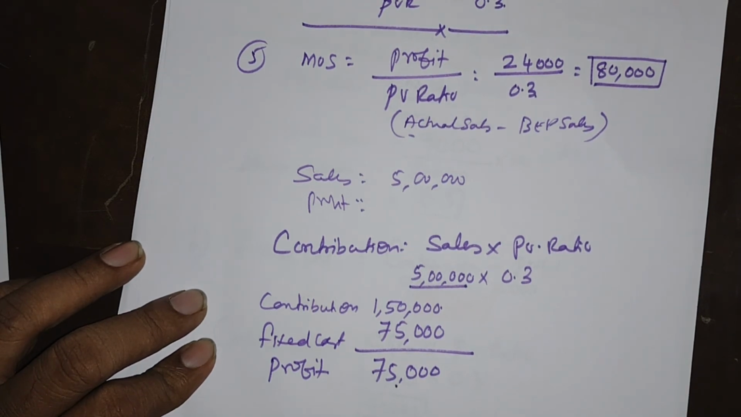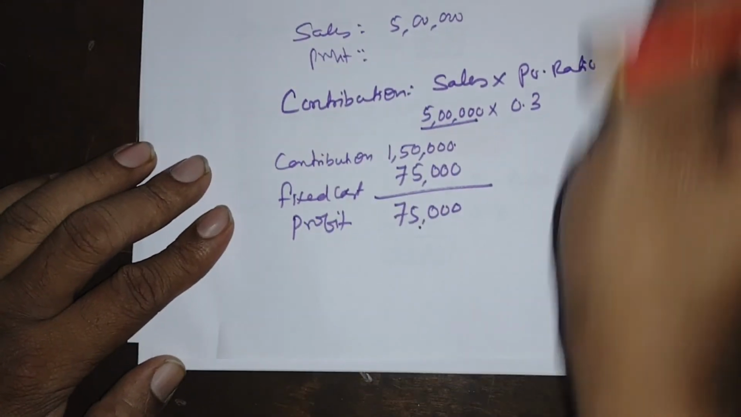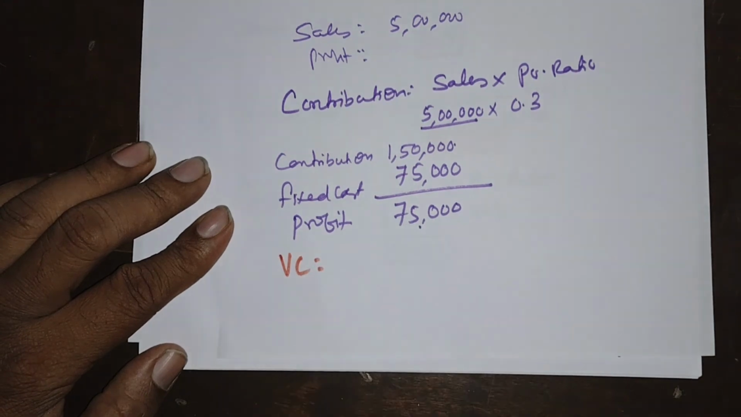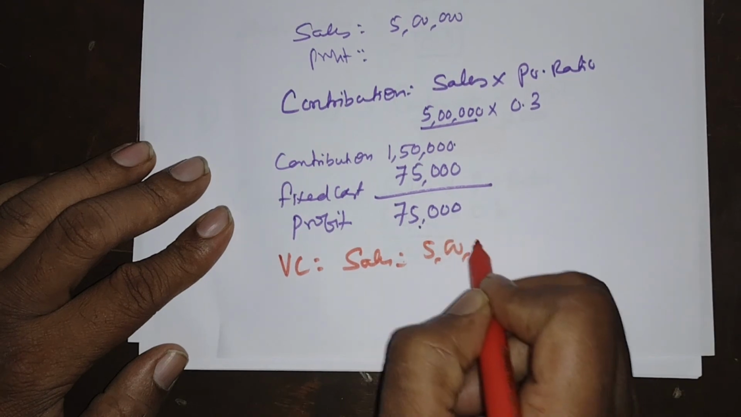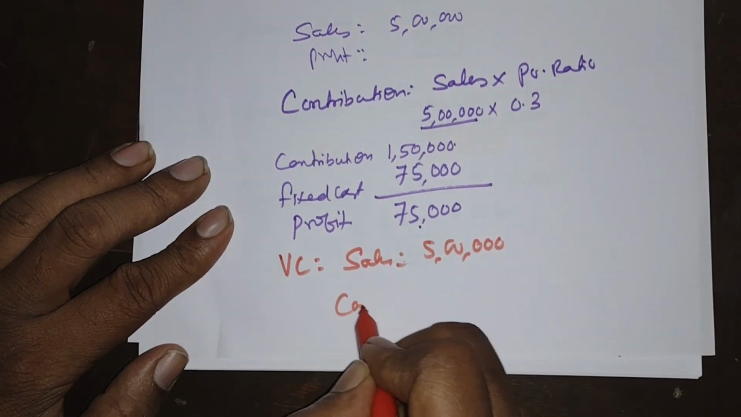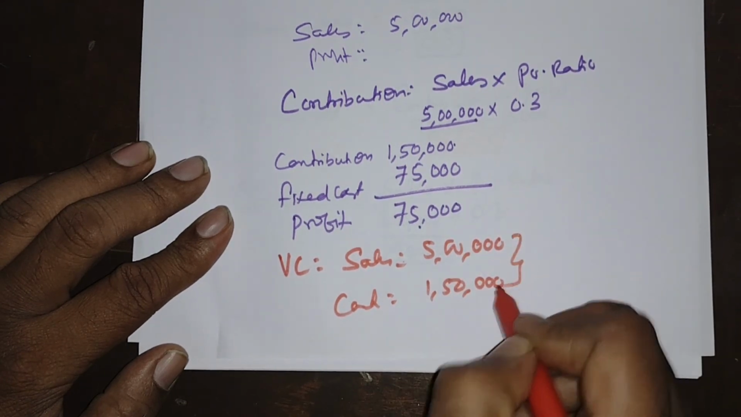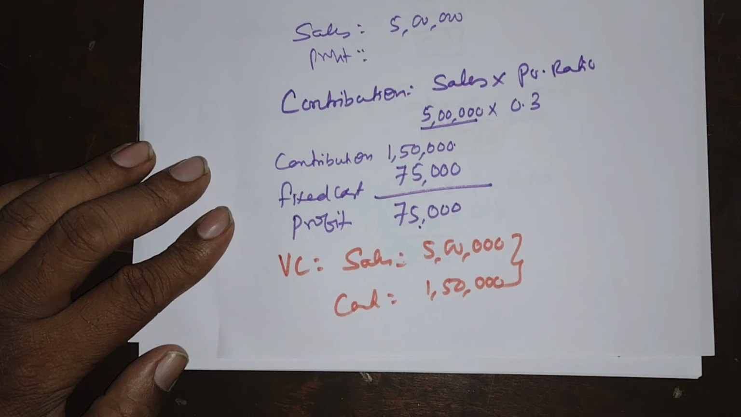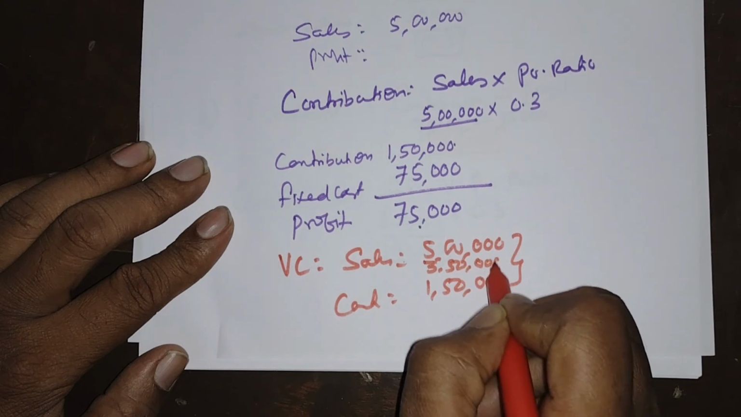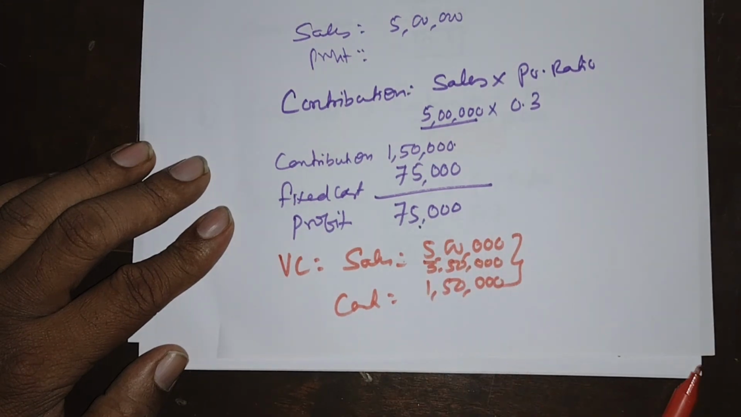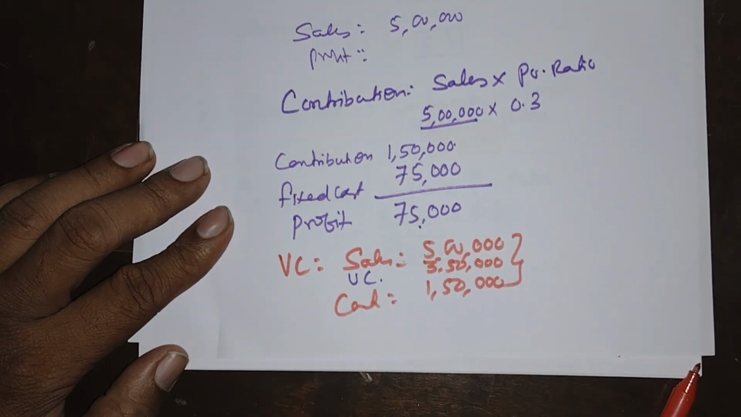One more piece of information we can calculate, which is not asked in the question: the variable cost. My sales is 5 lakh rupees. My contribution is 1,50,000 rupees. The difference between these two is 3,50,000. Therefore, this 3,50,000 will be treated as the variable cost.